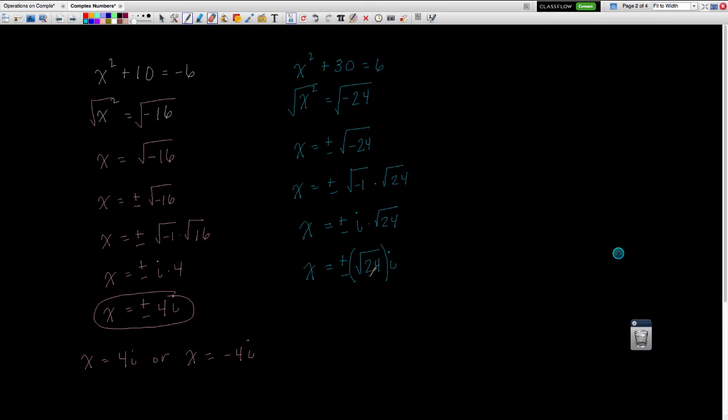If you were to find the square root of 24, it would be an approximation because 24 is not a perfect square. So I'm going to write down another one. Let's see, x squared plus 20 equals negative 5. I'm going to have you go ahead and pause the video now and try to work that one out on your own. And then when you're ready, just hit resume and my answer will be there.